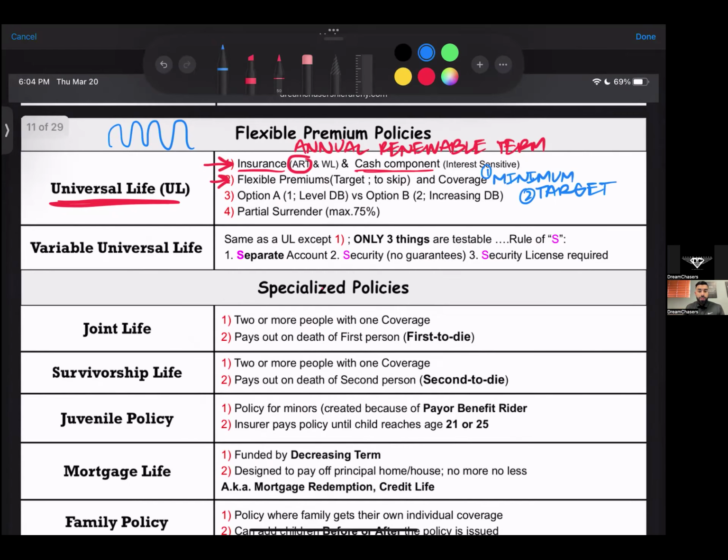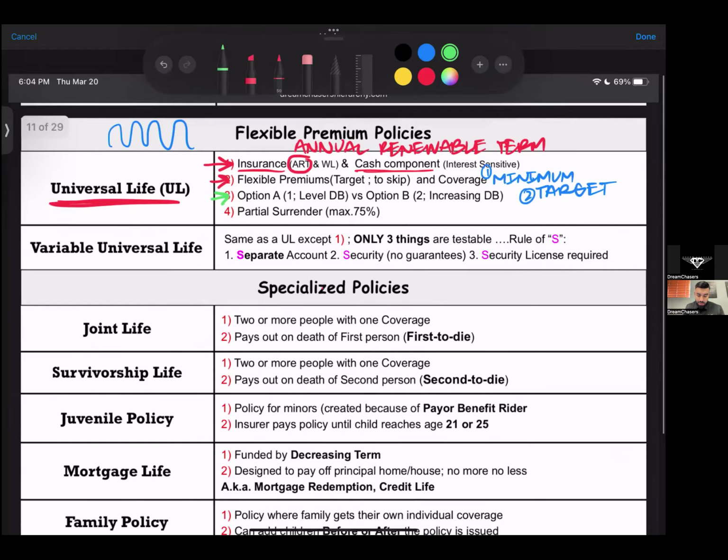Now, the third part here is there are two death benefit options. This applies to whole life insurance as well, but for test purposes, if they're referring to anything as far as death benefit options go, they're referring to universal life insurance.